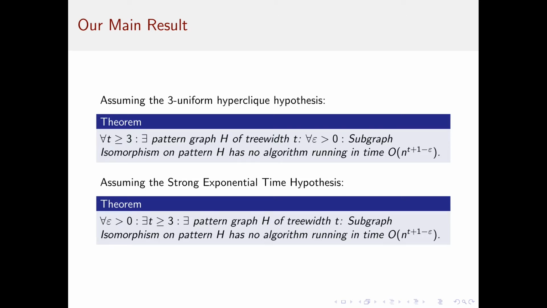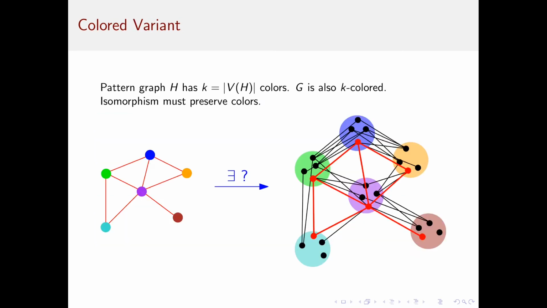All right, so those are our two results, and in this talk, we're going to actually prove the first result here. But before we do that, we have to talk about the colored variant of the subgraph isomorphism problem, because it's what we use in our proofs. And what is the colored variant?